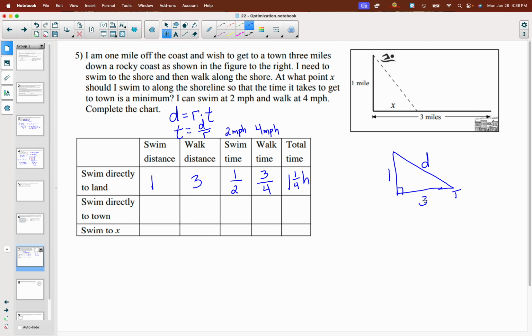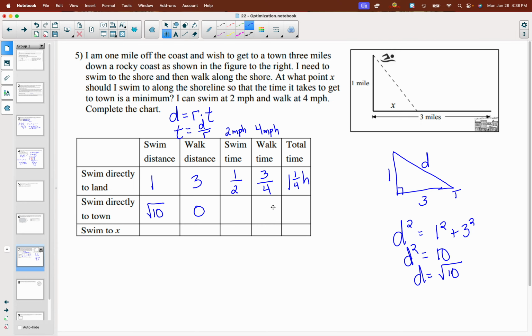And notice I have a right triangle, so I'm going to use the Pythagorean theorem. So we get d squared equals 1 squared plus 3 squared. So d squared is 10, which means d is the square root of 10. And I know when you square root, it's plus or minus, but we're talking distance, so it would have to be positive. So if I swim directly to town, that would be my swimming distance. My walking distance would be 0.